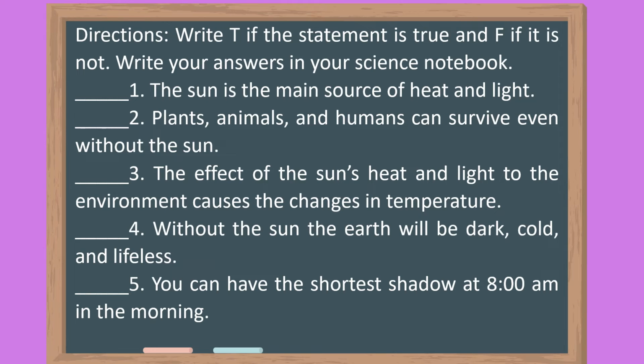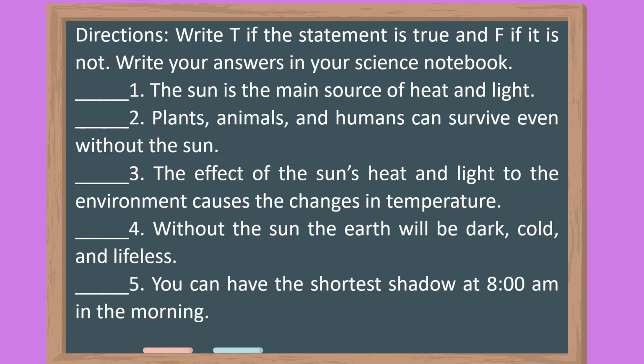Let's have our activity. Directions: Write T if the statement is true and F if it is not. Write your answers in your science notebook. 1. The sun is the main source of heat and light. 2. Plants, animals, and humans can survive even without the sun. 3. The effect of the sun's heat and light on the environment causes changes in temperature. 4. Without the sun, the earth will be dark, cold, and lifeless.